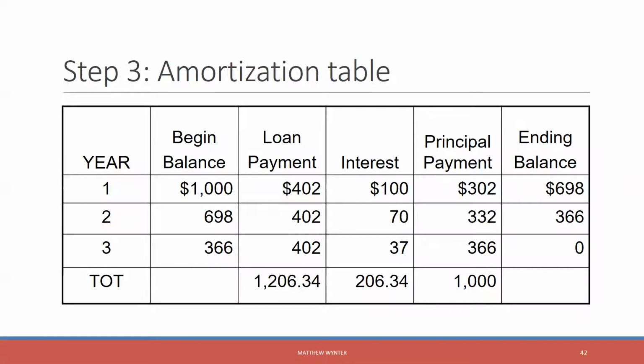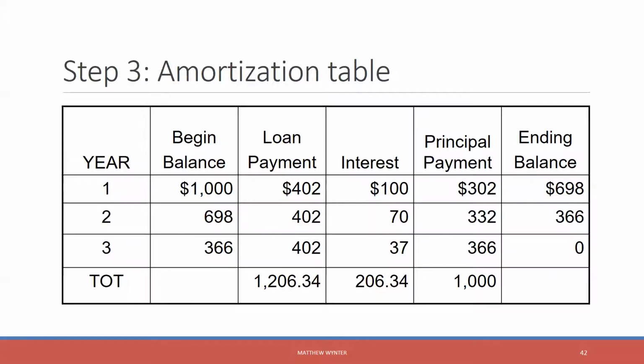So at the beginning of the year, our loan has a balance of $1,000 because we just took it out. We make our loan payment of 402. We have interest of $100. That's the 10% multiplied by the 1,000. Of our 402, $100 goes to interest. The remainder, 302, goes to paying off the principal. So our ending balance is 1,000 minus the 302. So our beginning balance at the start of year 2 is 698.